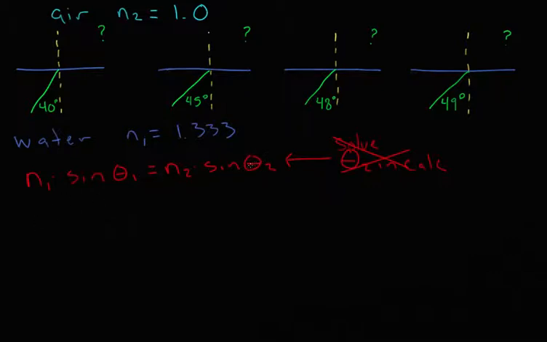So let's get theta 2 all by itself. Let's start by dividing by n2, put it on the bottom on the left side. So now we have n1 times the sine theta 1 divided by n2. And that's equal to sine theta 2. So how do we get rid of this sine? Well, we have to take the inverse sine, the arc sine of both sides. In your calculator, that looks like sine -1. And it's called arc sine, but they write it as sine -1 because it's the inverse function. It's the opposite function.